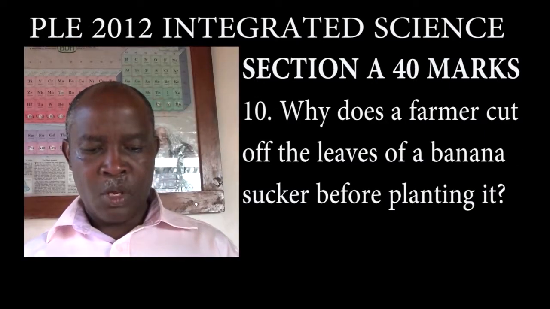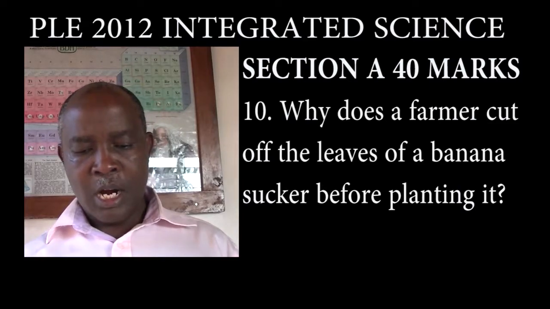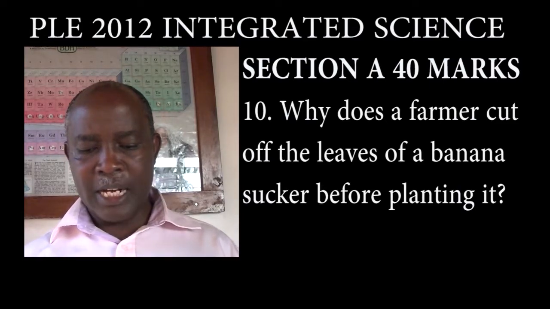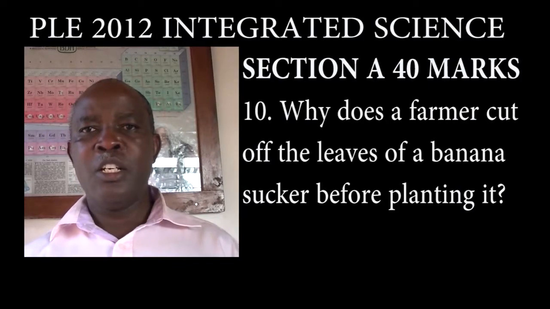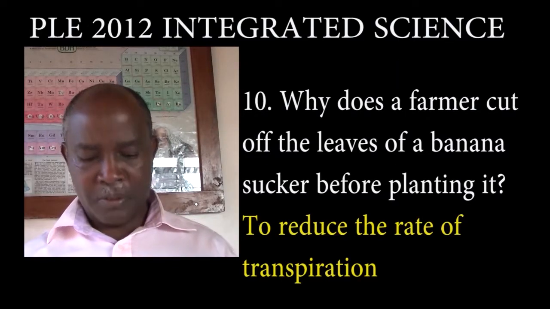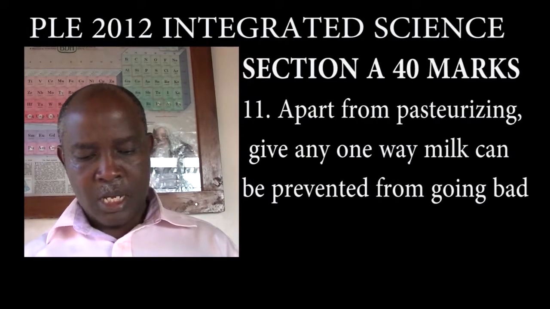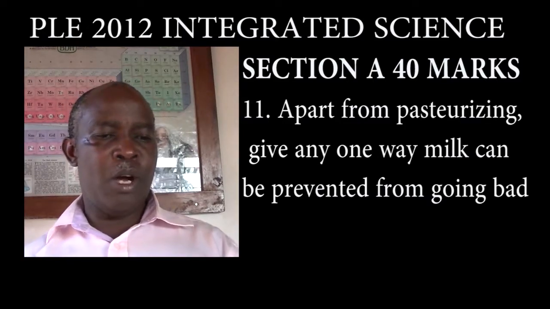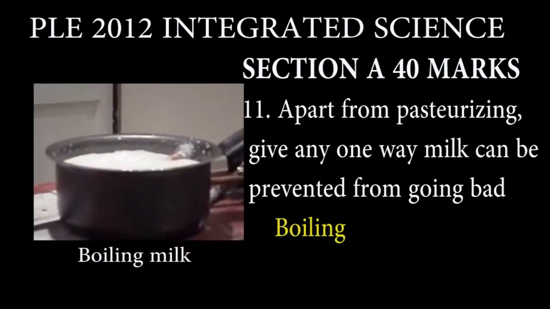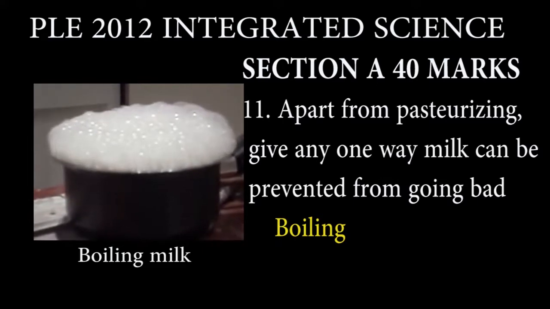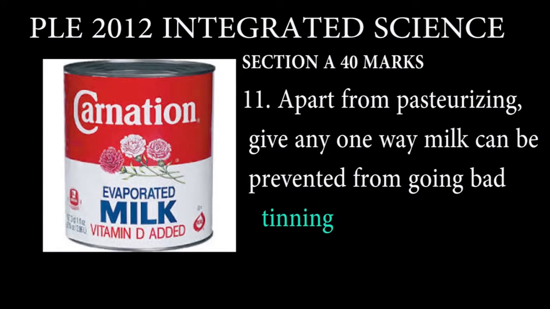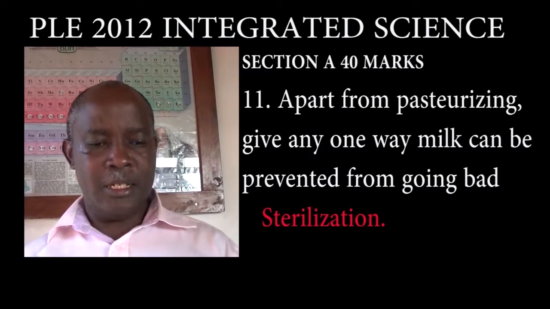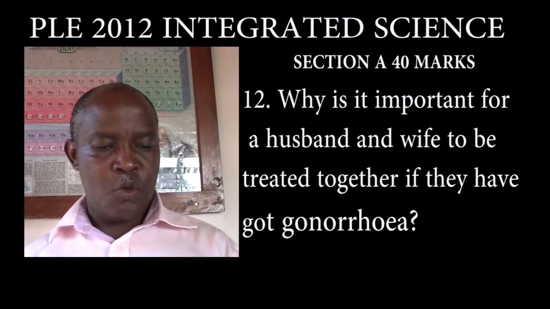Number 10. Why does a farmer cut off leaves of a banana sucker before planting it? To reduce transpiration. Number 11. Apart from pasteurizing, give any one way milk can be prevented from going bad: by boiling it, by refrigeration, by tinning, by sterilizing it.